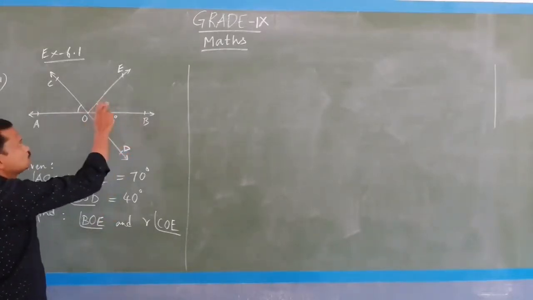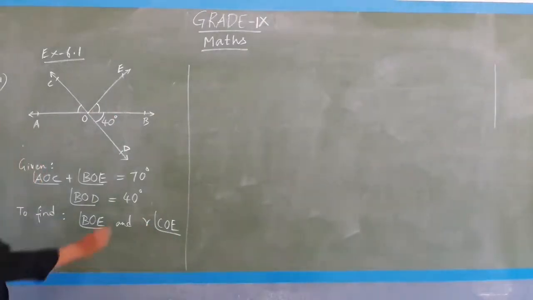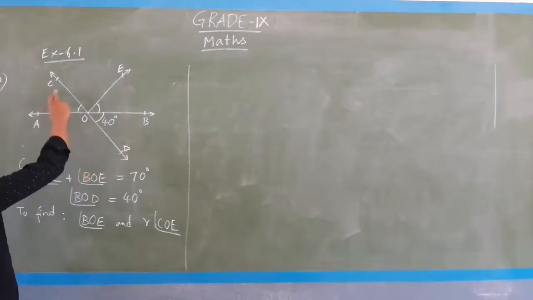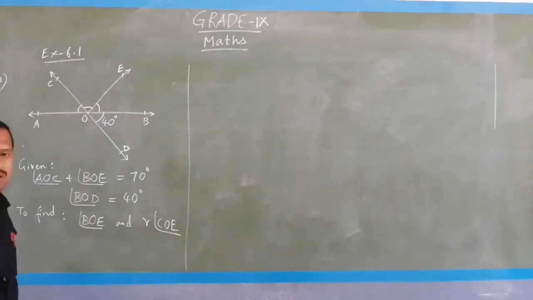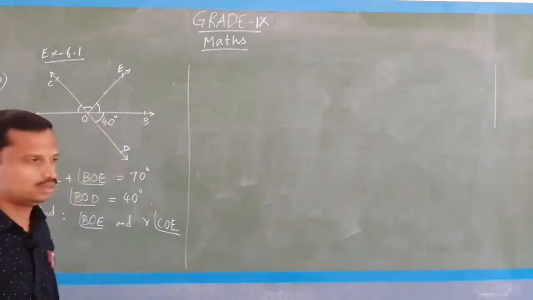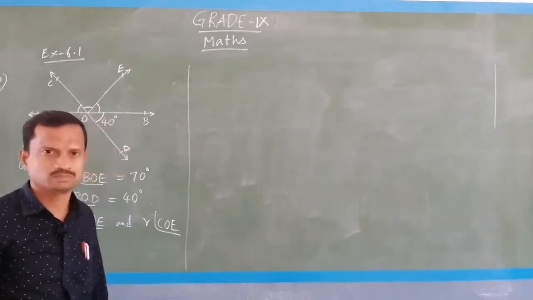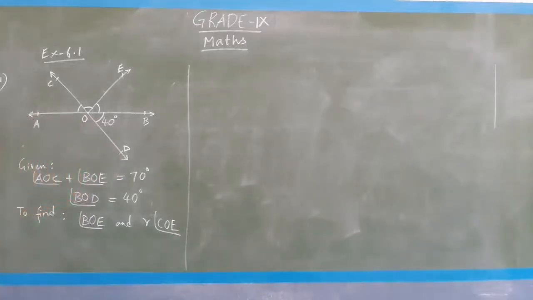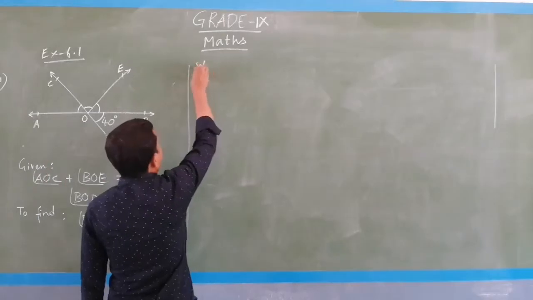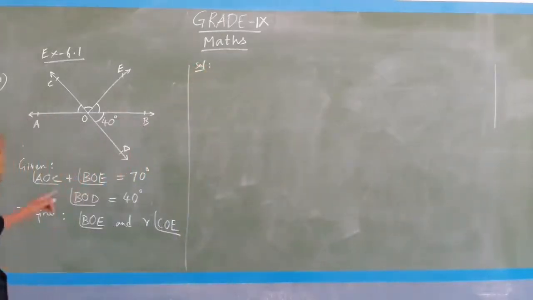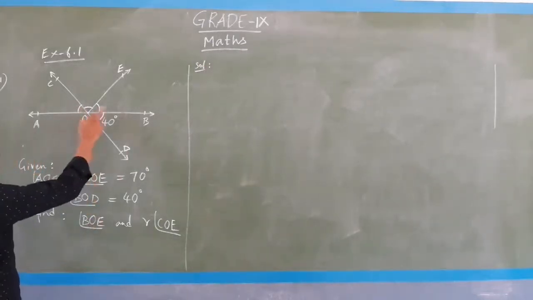To find angle BOE, this angle they are asking, okay, and the reflex of COE. Reflex of COE means what? First of all, we have to find COE, this angle, and then we have to find the reflex of COE. By subtracting 360 minus COE, we get reflex of COE. Clear? And now we will start the solution. So, first of all, we take this AB line.